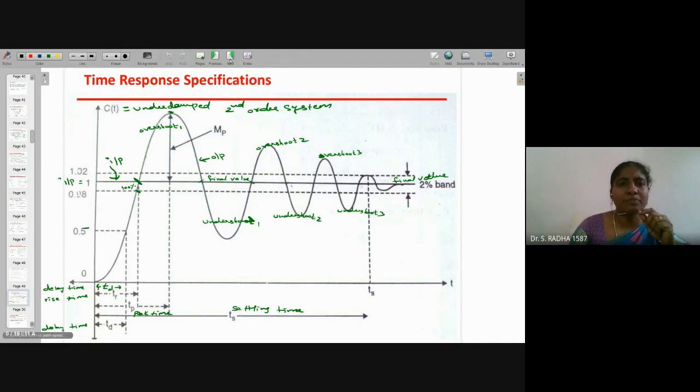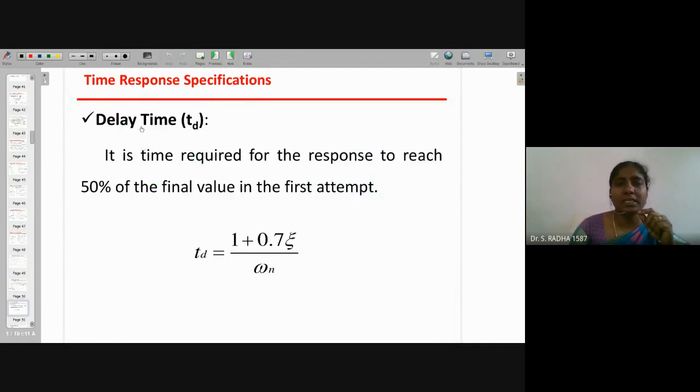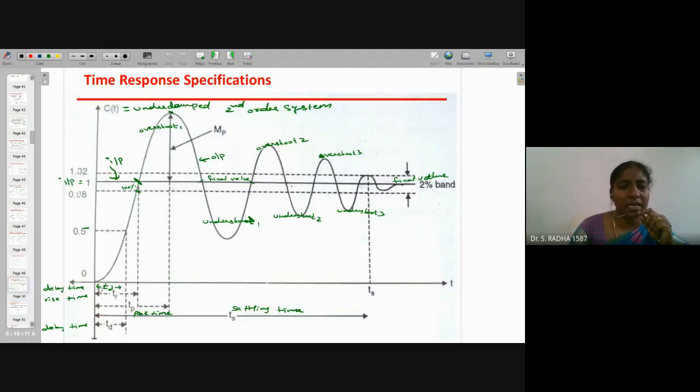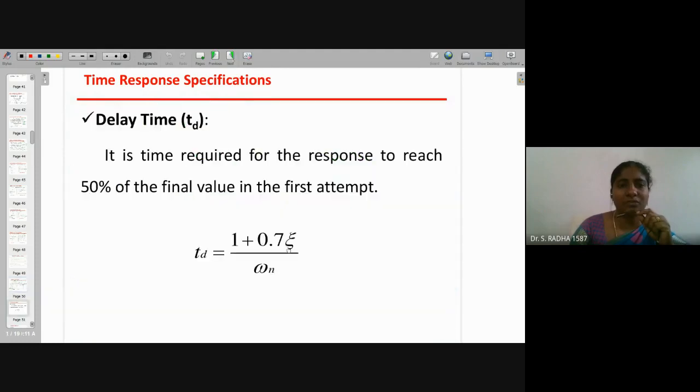If you see the equations, this is the delay time. The equation is 1 plus 0.7 eta by omega n, where eta is the damping ratio and omega n is the natural frequency. Delay time is the time taken to reach 50% of the final value. Final value is 1, so 50% means 0.5. So the equation for TD, delay time, is 1 plus 0.7 eta by omega n. Units will be seconds because this is time.